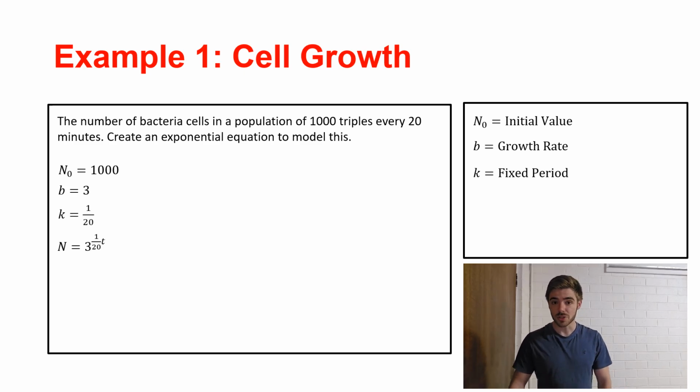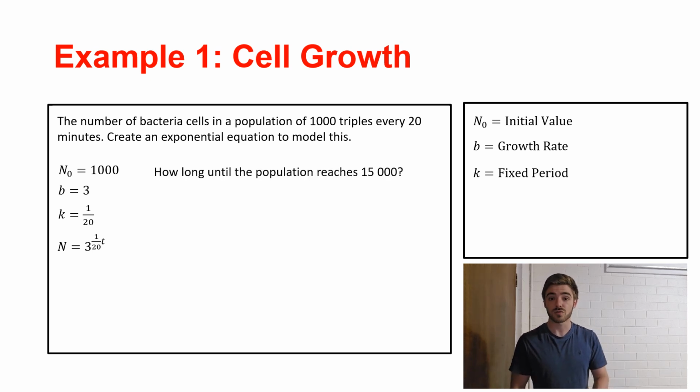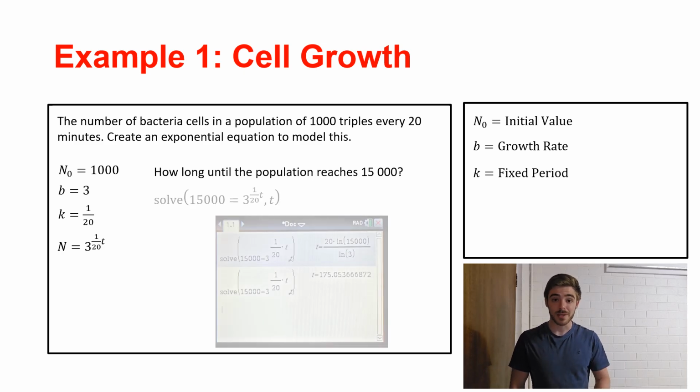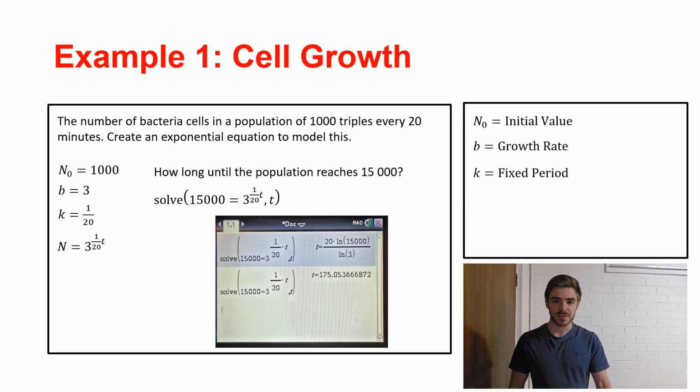Once you have the equation, you can answer pretty much any question you want. The most common one is to figure out when a population is going to reach a certain threshold. In this case, let's suppose that we want to know how long it's going to take for our population to reach 15,000. Well, if 15,000 is our final value, then we can replace capital N with 15,000 and just solve for t.